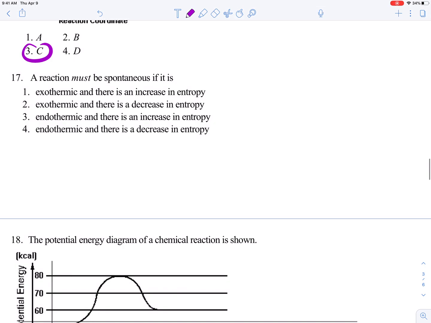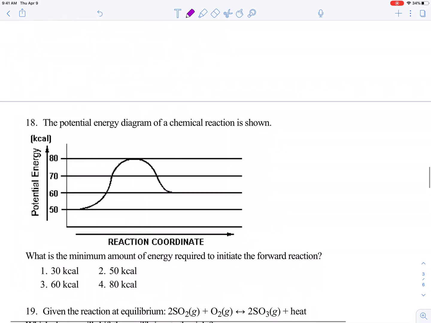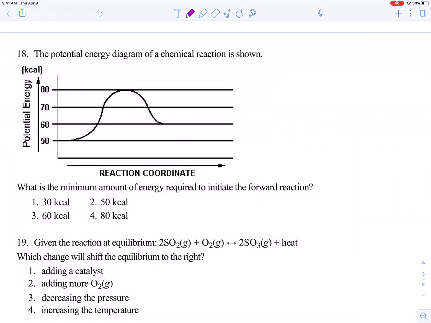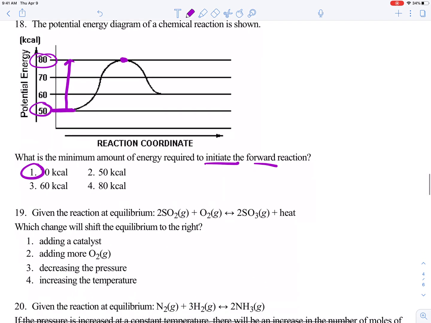17, this was the last lesson of this unit. A reaction must be spontaneous. Okay, so spontaneous is straight memorization. You have to release energy and you have to get more crazy. That's memorization. Number 18, what's the minimum amount of energy required to initiate the forward reaction? So initiate means I want to get it going, and forward means I'm starting on the left. So the amount of energy to get this reaction to start is going to be this much, which is 30 kilocalories. It's the difference between where I start and my peak.